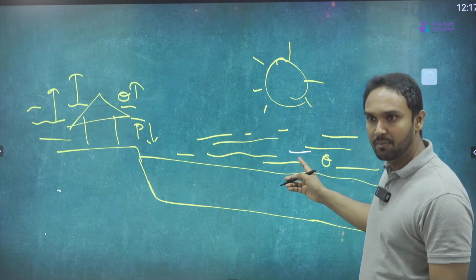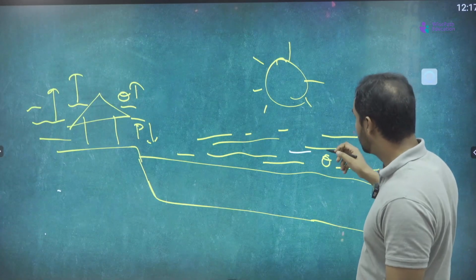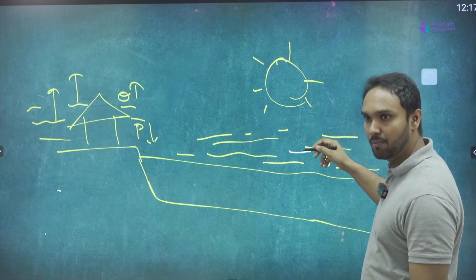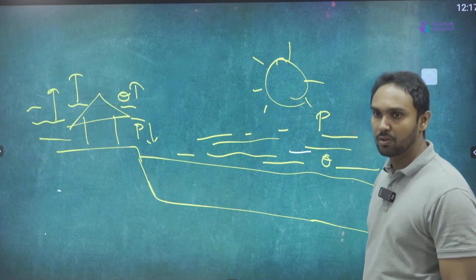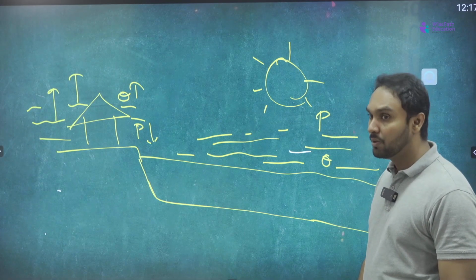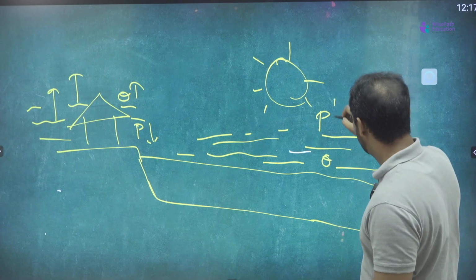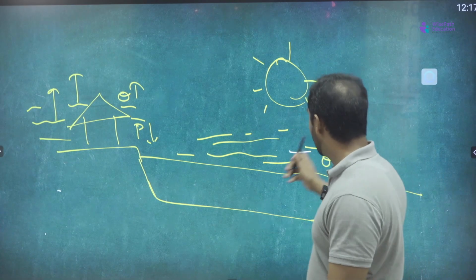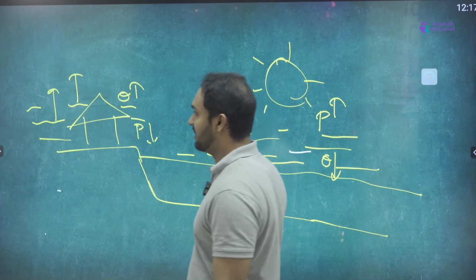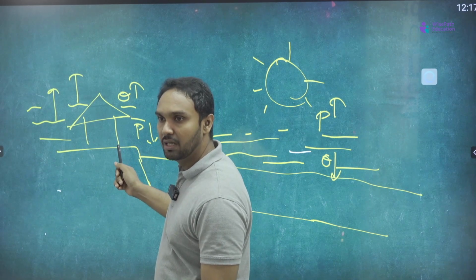This doesn't expand much, right? Because the temperature is less. So what happens there? The air density here is more, so the air pressure is also high, isn't it? The temperature is low, air pressure is high. Now there is a high atmospheric pressure here, and a low atmospheric pressure in the ground.